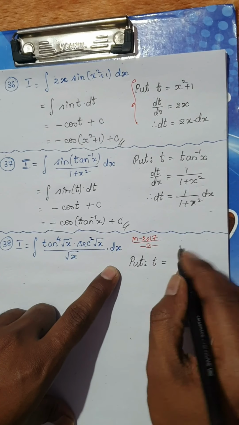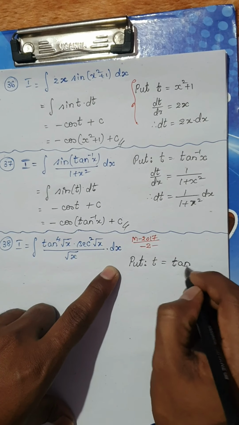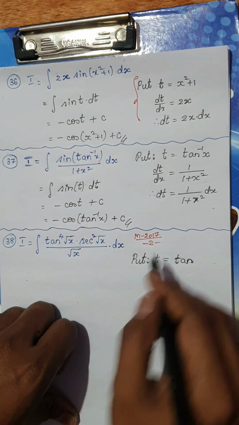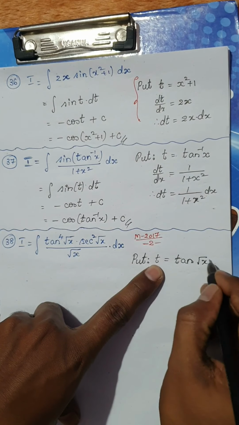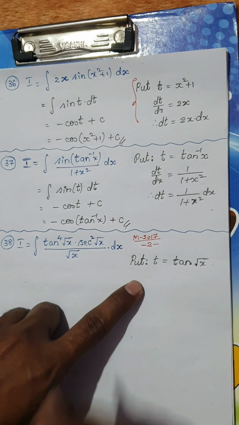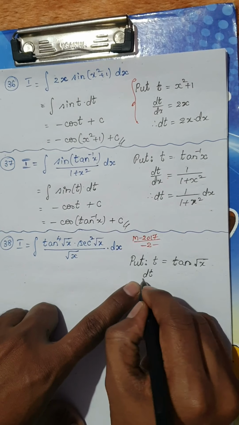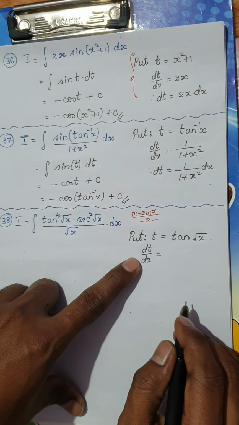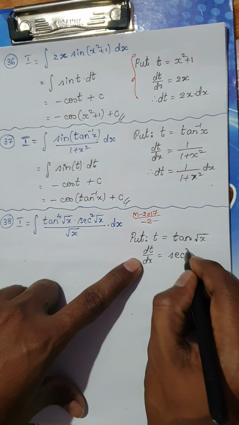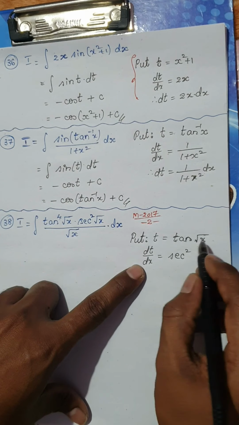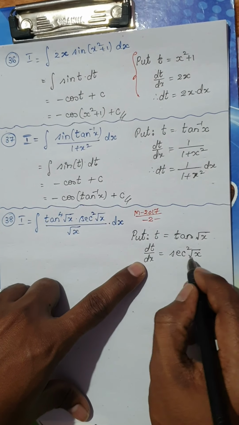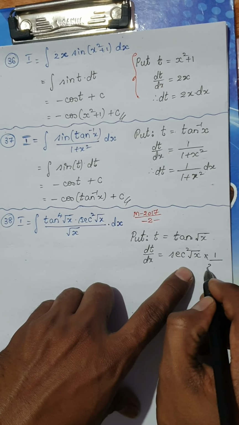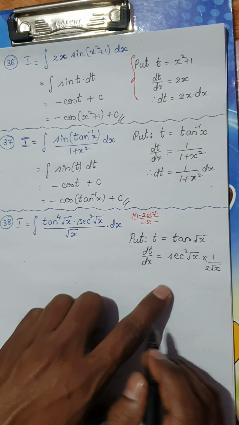I am going to put t as nothing but, sorry, I am going to put t as tan root x. Just substitute t as tan root x and see what happens. If you differentiate with respect to x, I will get dt by dx. Now, what is the derivative of tan? We all know the derivative of tan is secant square, isn't it? The derivative of tan of f of x is secant square f of x into f dash of x, that is, what is the derivative of root x? We know the derivative of root x is 1 by 2 root x.